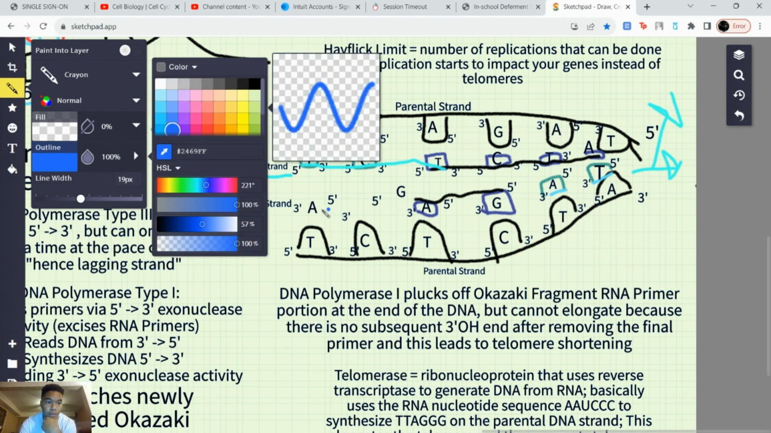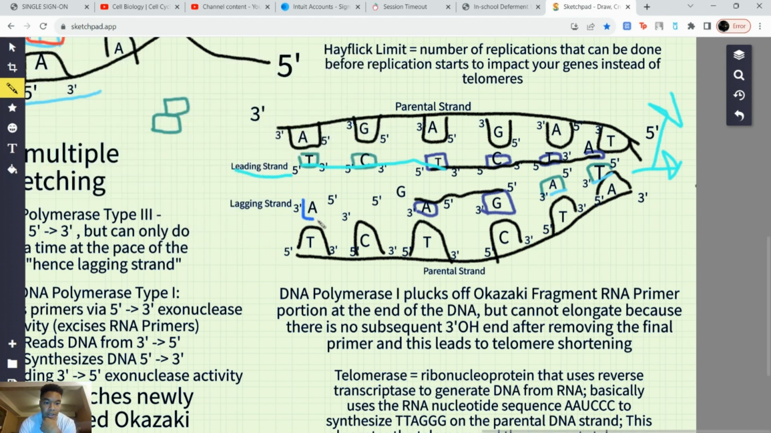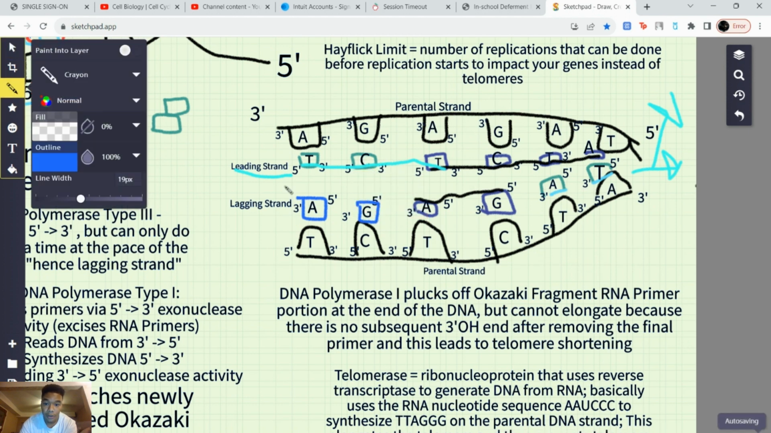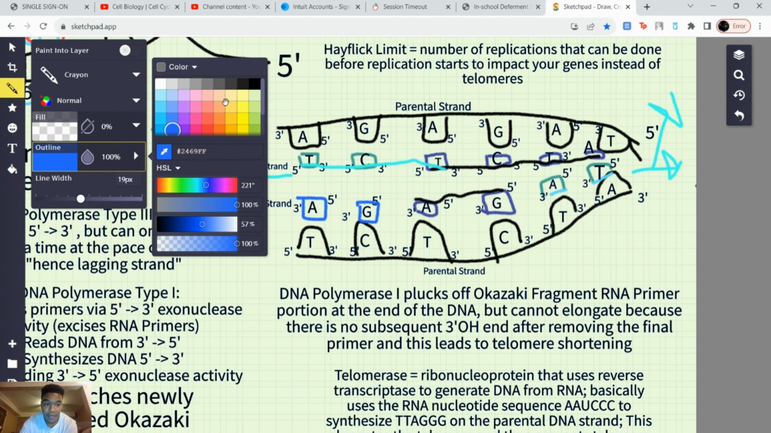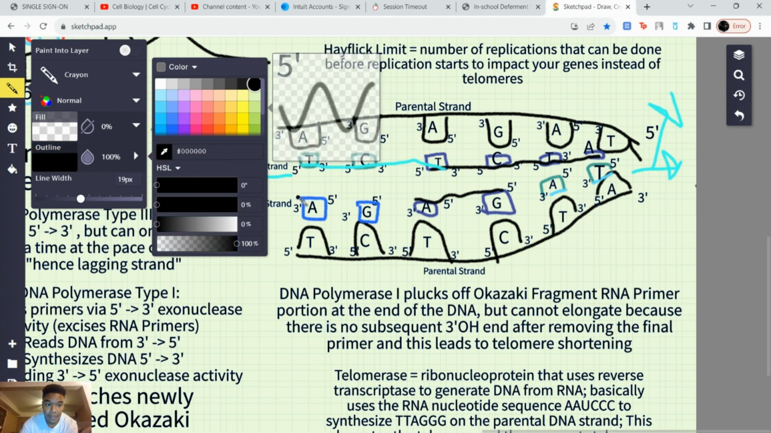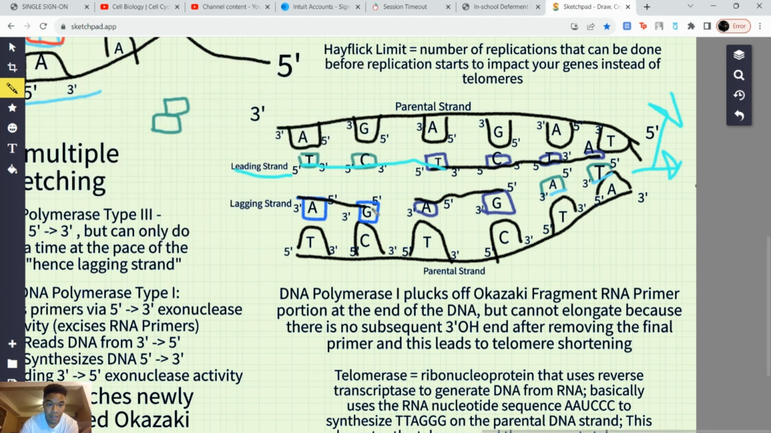So I use dark blue for DNA, just because we needed some different colors here to really illustrate what's going on. So then it replaces that RNA with DNA, and those nucleotides then get synthesized together by ligase for a seamless DNA strand. We're going to use black so that we know where it's seamless. So boom, good, we're cooking.